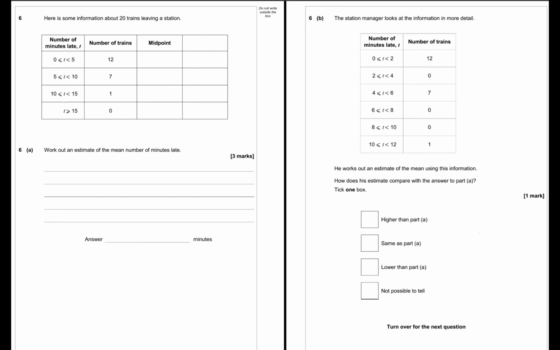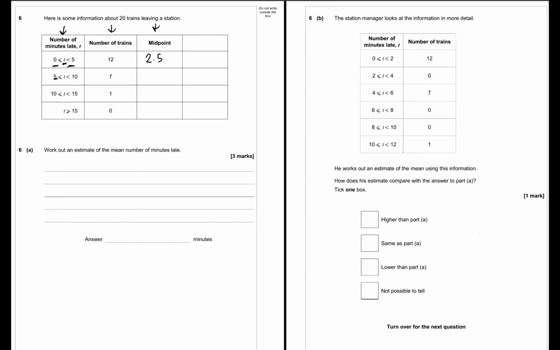Question 6. Here is some information about 20 trains leaving a station. We've got the number of minutes late and the number of trains. Work out an estimate for the mean number of minutes late. The first thing we're going to do is find the midpoint of the number of minutes late. What is the middle between 0 and 5? The midpoint is going to be 2.5.